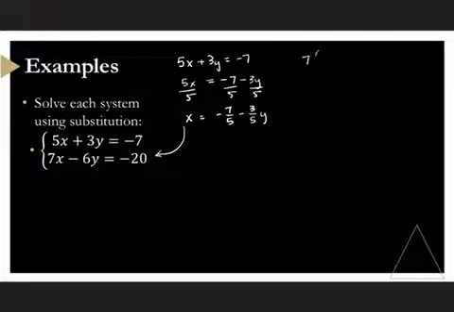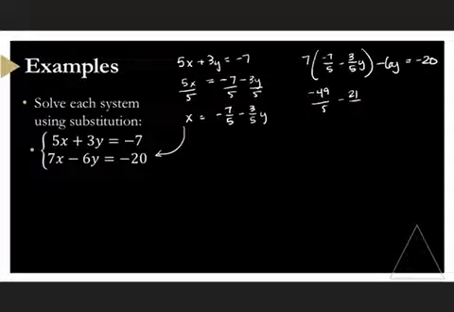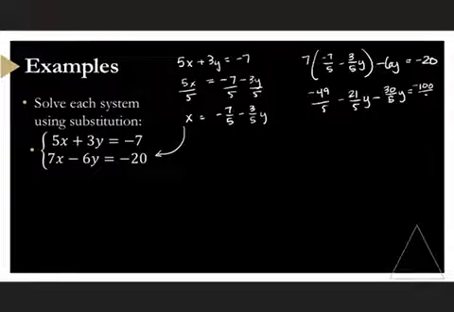So 7 times x minus 6y equals negative 20. Distribute that through, and we're going to get negative 49/5 minus 21/5 y. And then I'm going to get a common denominator here. So this is 30/5 y. And I'm going to get a common denominator here as well, so I'm going to multiply by 5 over 5. So I get negative 100 over 5.